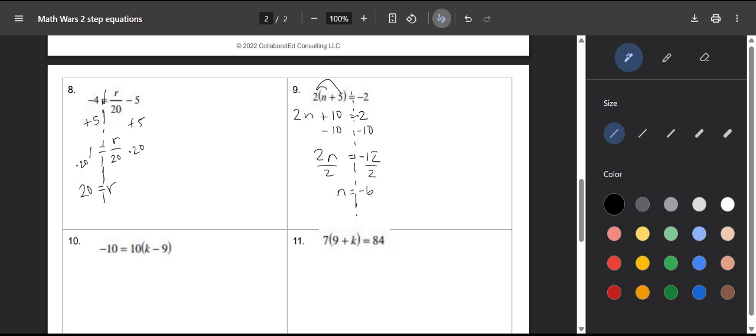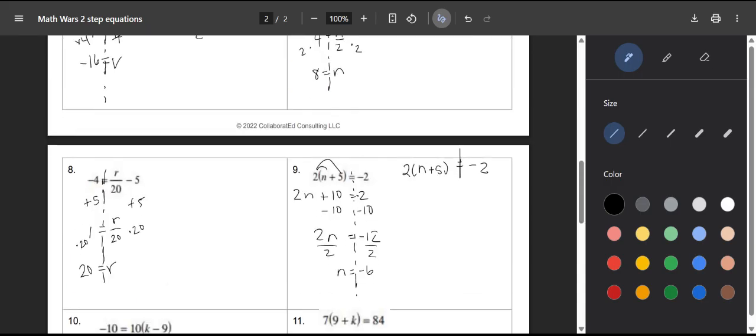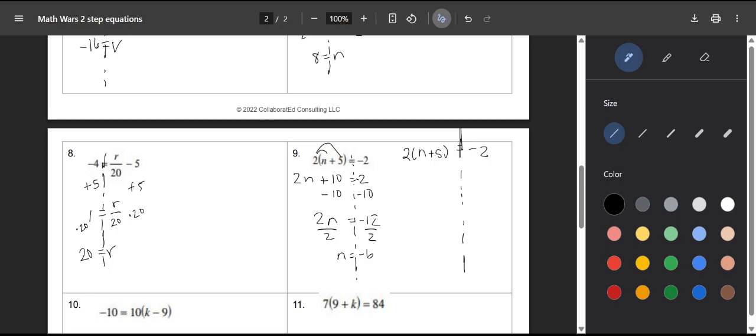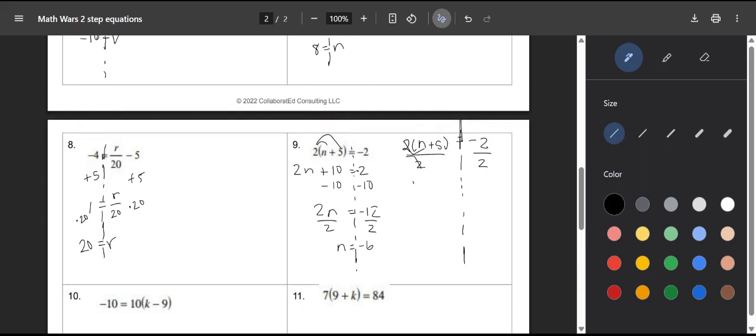Or I can think of that hanger, right? I've got groups on that hanger. I've got 2 groups of n plus 5, so I could figure out what one group of n plus 5 is by dividing everything by 2. If 2 groups of n plus 5 is negative 2, one group of n plus 5 must be equal to negative 1. So then I need to get rid of this plus 5 by doing its opposite. And I got n equals negative 6 either way.